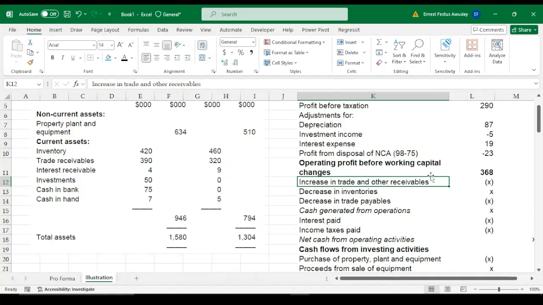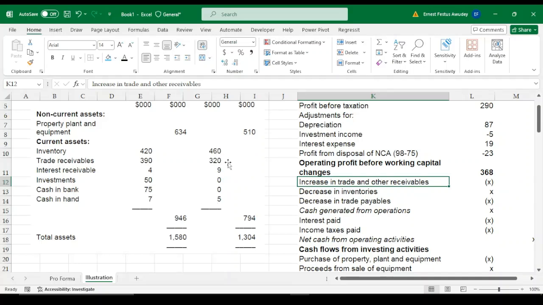Now, this is just a pro forma, so we are going to change it as and when it is necessary. So instead of using increase or decrease here, you can only know if it is increasing by looking at the comparative information. Now remember, this is the old figure and this is the new figure.